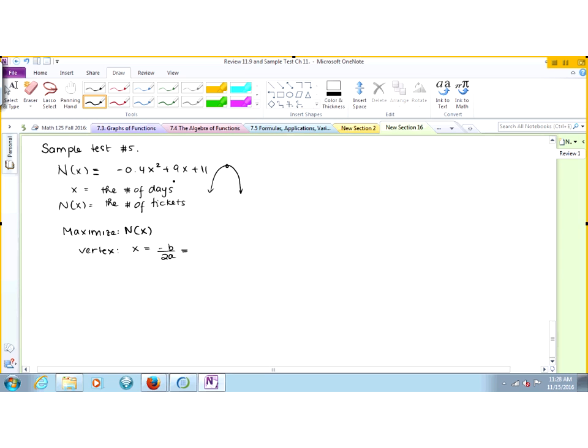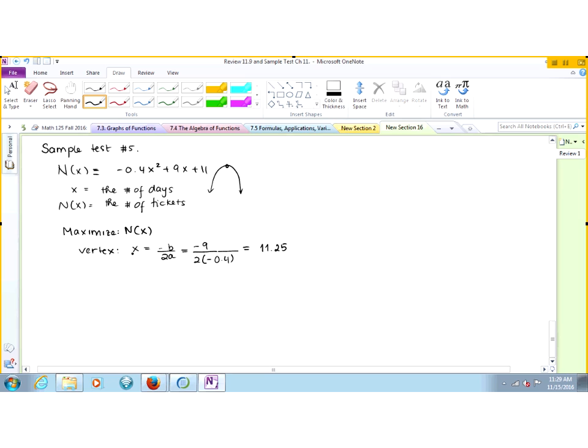X is equal to negative b over 2a. So what's negative b over 2a? Negative 9 divided by 2 times negative 0.4. Yes. So what is this? 9 divided by negative 0.8. So 9 divided by 0.8, is it? So 11.25. Okay, so this is X, which is 11.25. What is X again? Yeah, X is the number of days.